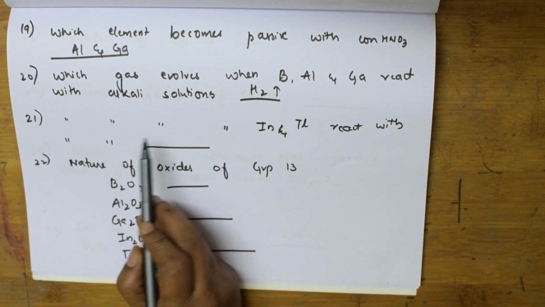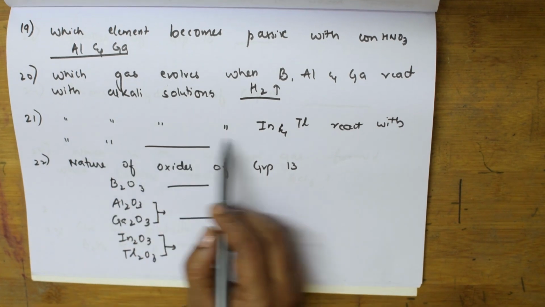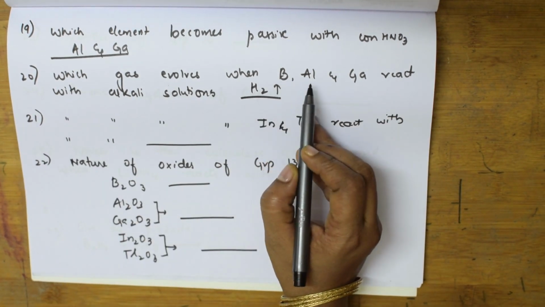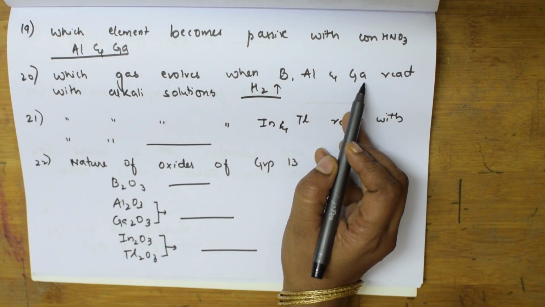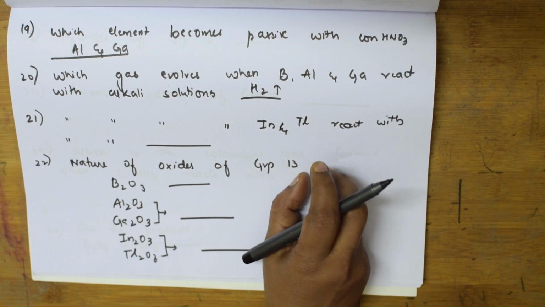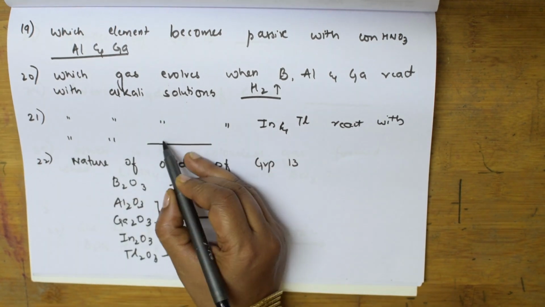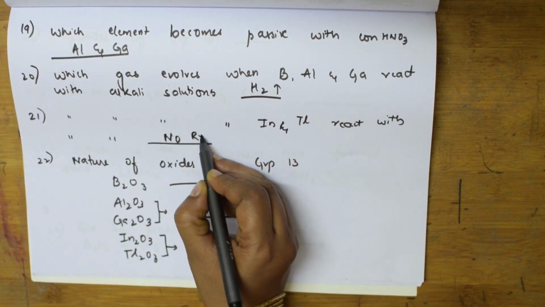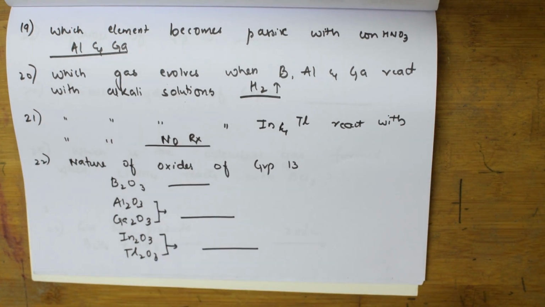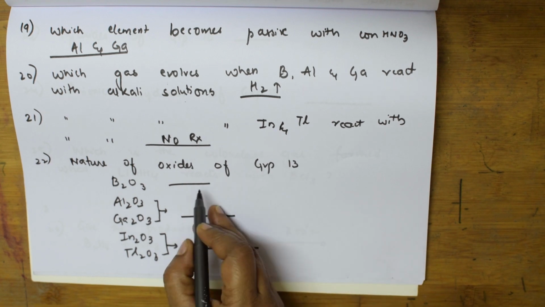Next, same question. Which gas evolves when indium and thallium react with alkali solutions? Boron, aluminium and gallium, when they react with alkali solutions, give hydrogen gas. When indium and thallium react with alkali solutions, remember this, no reaction at all. In the exam, if they give you the option hydrogen gas, it means boron, aluminium and gallium, but indium and thallium, no reaction. Right. What is the nature of oxides of group 13?